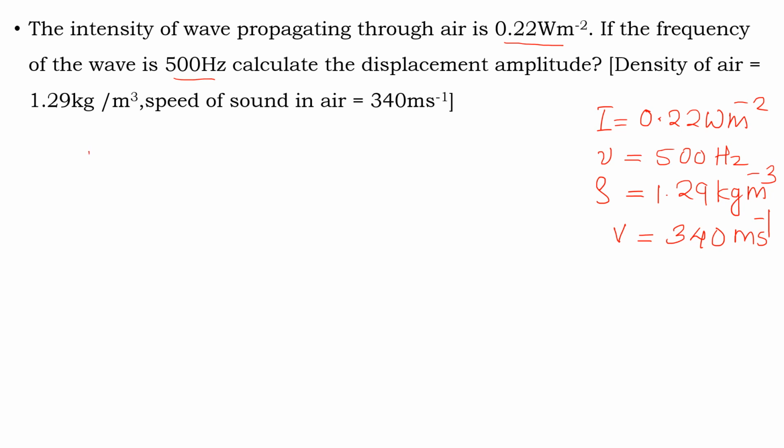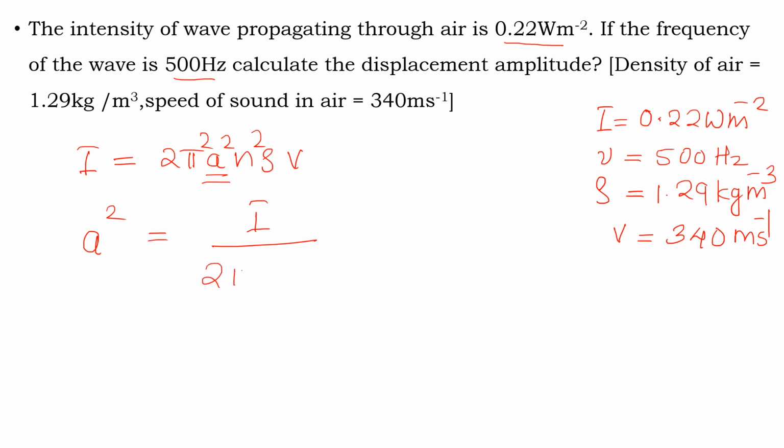And we have studied an expression for the intensity as I = 2 pi square a square n square rho v. Therefore, the displacement amplitude A can be represented as a square = I divided by 2 pi square n square rho v.